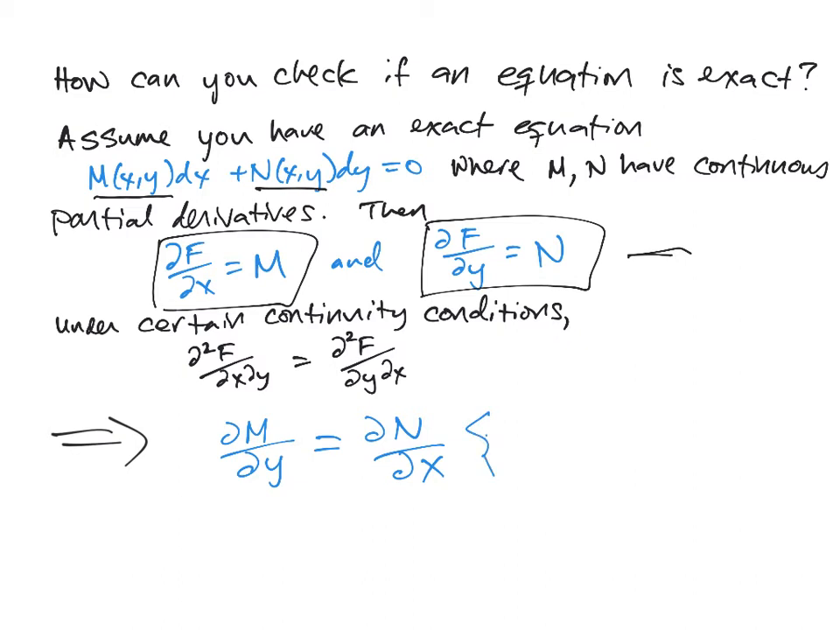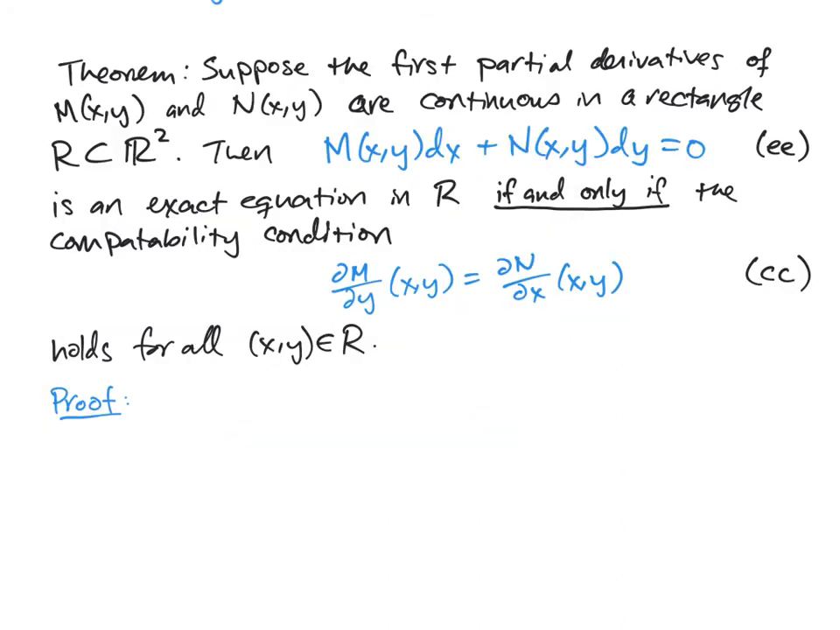And as it turns out, you can actually go the other way. If this condition holds, it is also true that our equation is exact. We're going to prove that now and state it as a theorem. So here's the statement. We're going to assume that our m and n are continuous and have continuous first partial derivatives, which will satisfy the continuity conditions I referenced earlier.